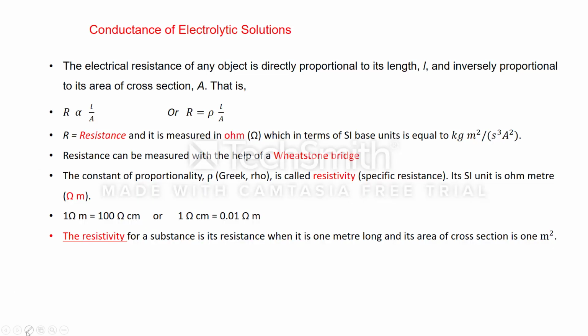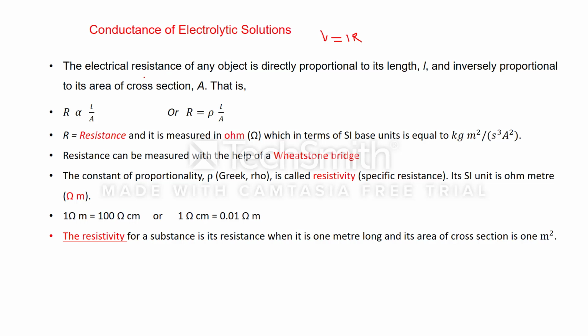Hello friends. Now we'll discuss the conductance of electrolytic solutions. In the lower classes, we've discussed Ohm's law. According to Ohm's law, V is equal to IR, where V is the potential in volt, I is the current in ampere, and R is resistance.